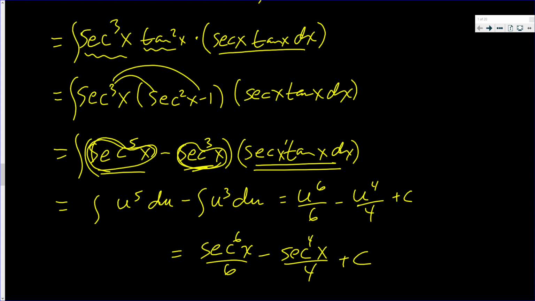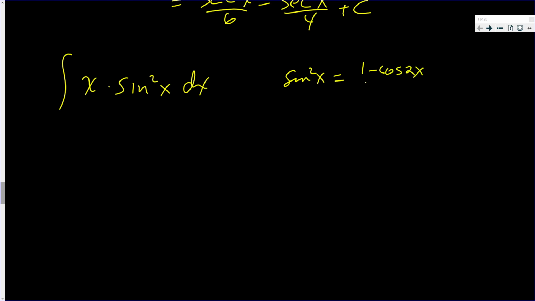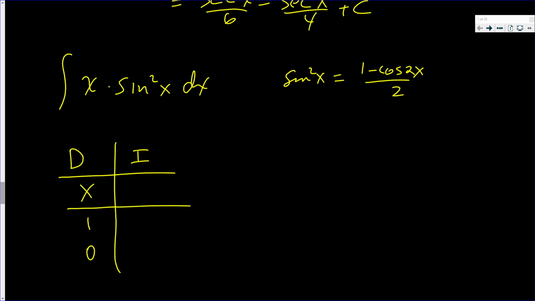Now, let us look at this next one. Suppose you have the integral of x times sine squared x dx. This clearly looks like an integration by parts problem. And remember that sine squared x is nothing more than (1 minus cosine 2x) over 2. So we have derivatives, we have integrals. x, 1, 0. So I got to 0.